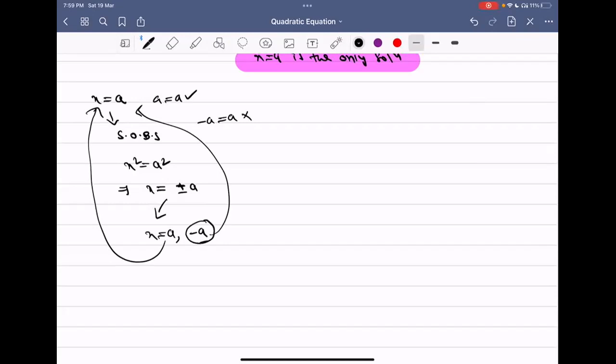Extraneous solution. Why did you get an extraneous solution? We squared on both sides. Okay?